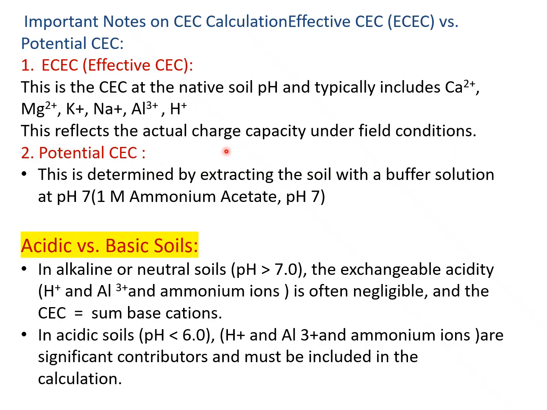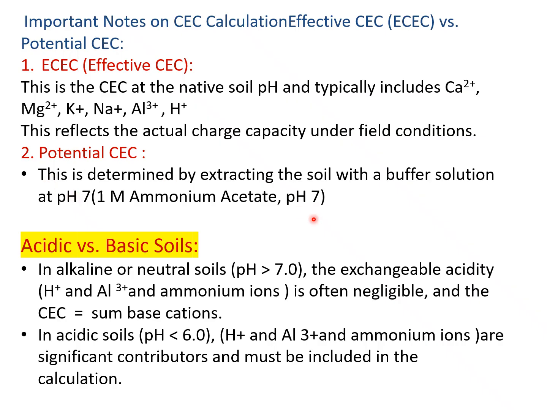The second term which we commonly use is potential cation exchange capacity, or potential CEC. This is determined by extracting the soil with a buffer solution at pH 7, as we did in our method, 1 molar ammonium acetate buffered at pH 7. So what we found was potential CEC.